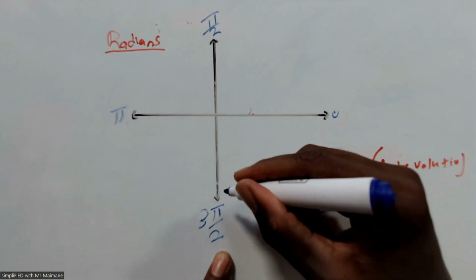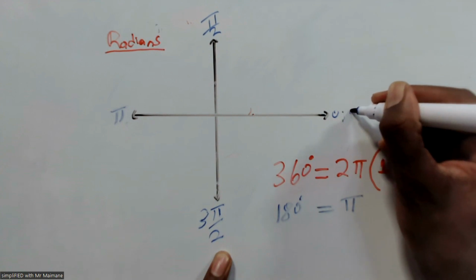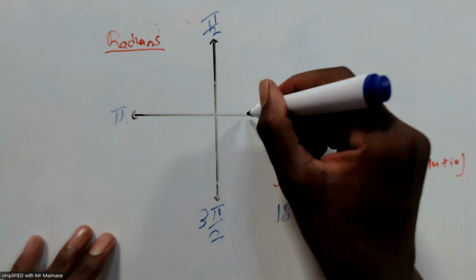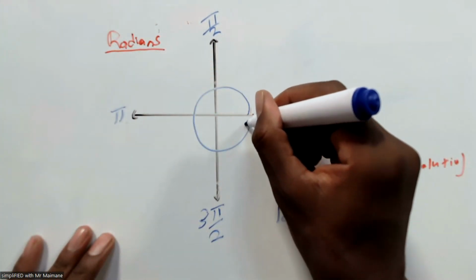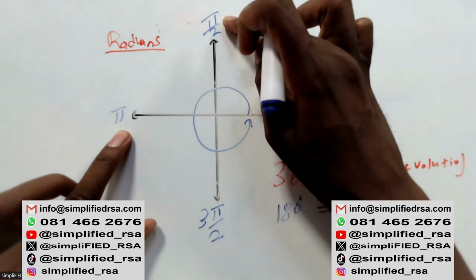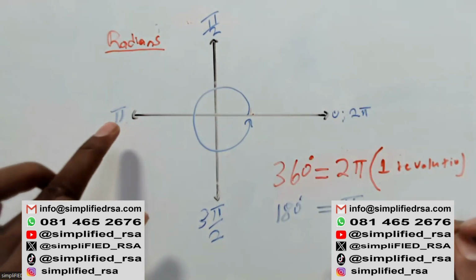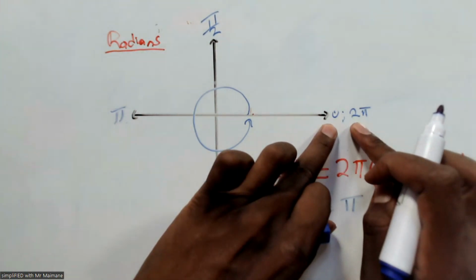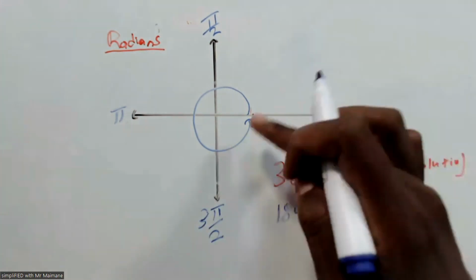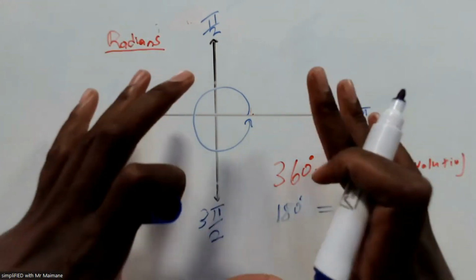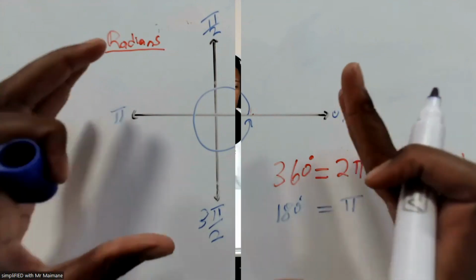And then when it completes to 360, we know that 360 now is 2 pi. So a revolution, when it rotates from here to there to form an angle in terms of radians, is going to be like that: 0, pi over 2 for 90, pi, 3 pi over 2, and then 0, which completes the revolution to be 2 pi. So this is how we relate angles in terms of radians.